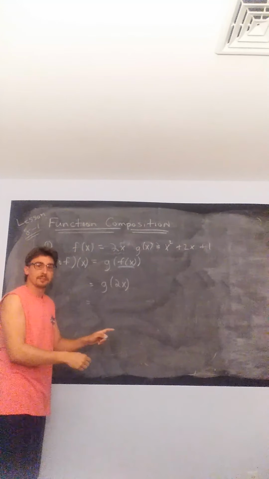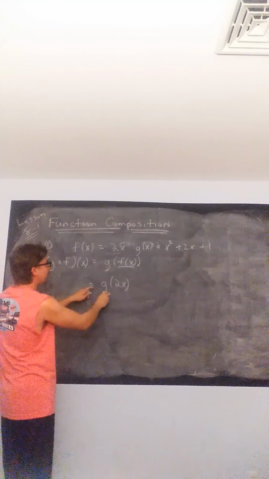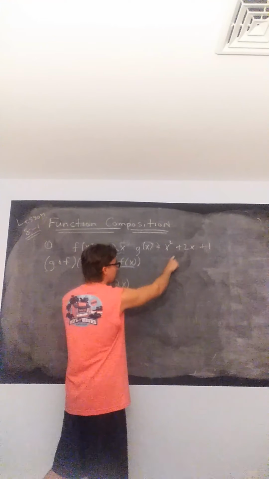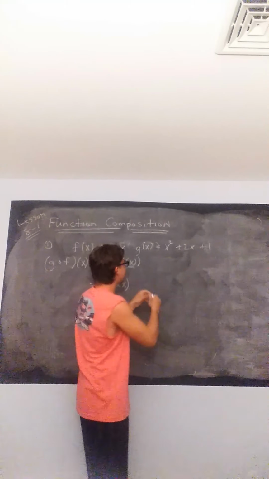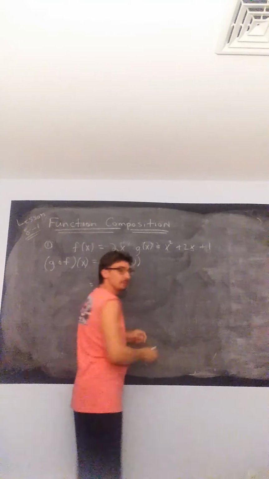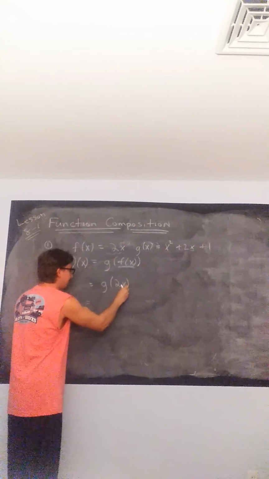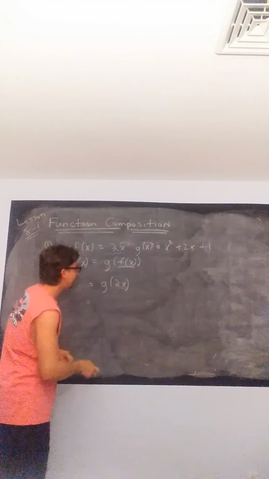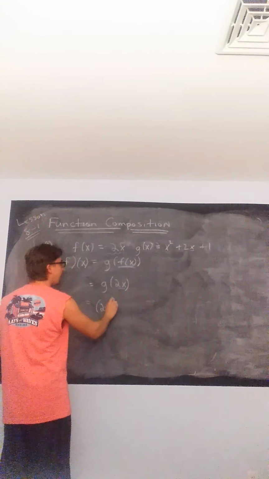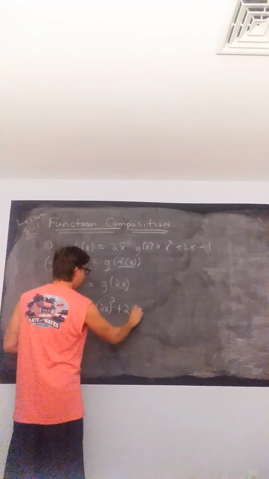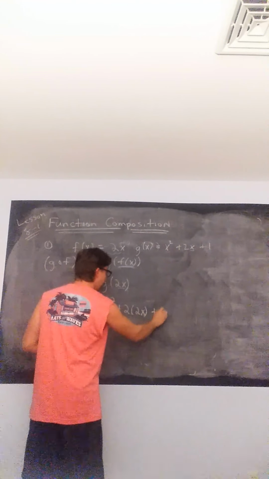G of 2x, what does that mean? That means we go to the g function, which is x squared plus 2x plus 1, and everywhere you see an x in that g function, you're going to go ahead and plug in 2x, okay? So here we go. So this is going to be (2x) squared plus 2 times 2x plus 1.